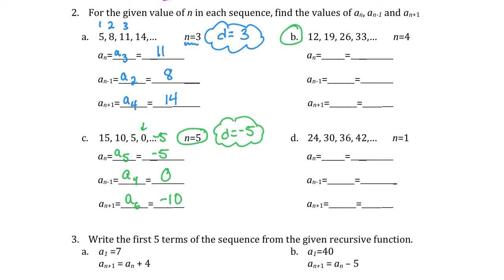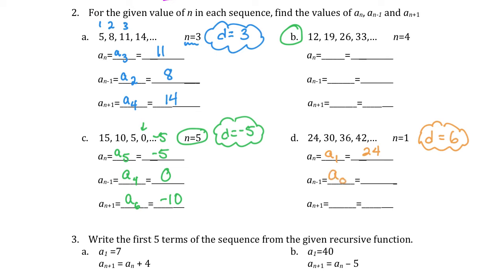Same thing here, we've got n is equal to 1. So I've got my common difference here. Let's see, it looks like we're going up by 6 each time. So my d is 6. So I'm going to hang on to that because I may need it later. So this a sub 1, that's the first term, which is the 24.